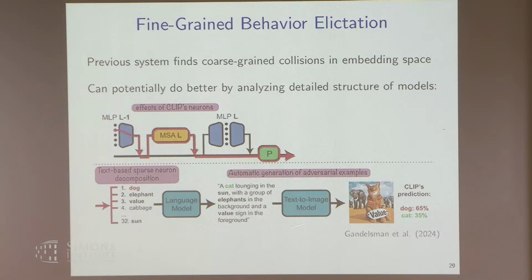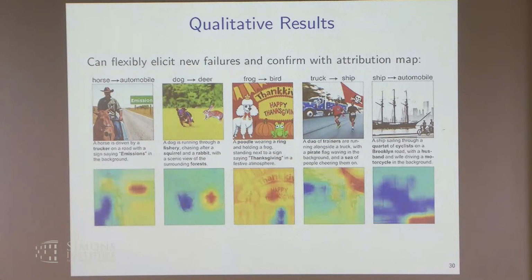You ask an AI to draw the image, because I'm not a good enough artist to do this. And it draws this image of a cat with an elephant and the value sign on a sunny day, and Clip thinks it's a dog. This comes just from finding these decompositions where the model will get confused. And you can actually do this very repeatably.